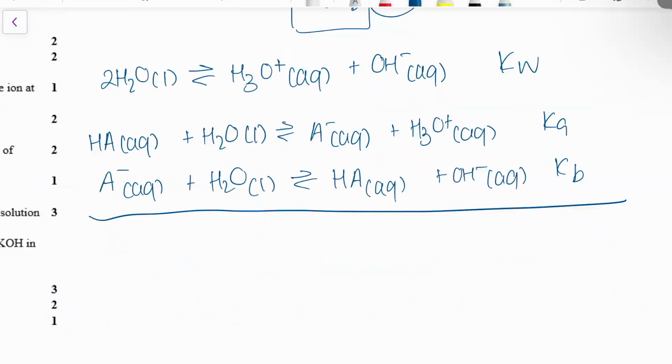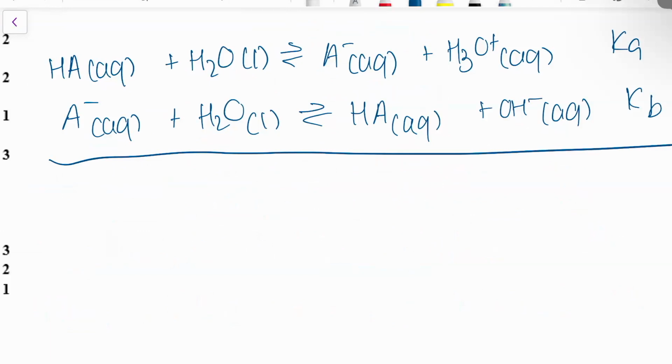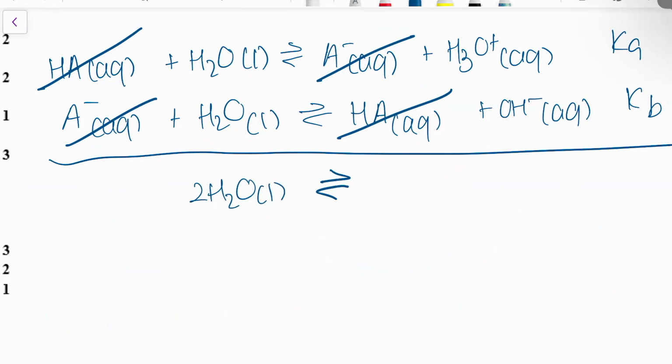Anything on opposite sides cancels out. What do you see on opposite sides? The HA and the A minus. Yes, the HA and the A minus cancel, and anything on the same side adds together. What do I have left over on the left-hand side of my arrow? 2H2O. And what do I have left over on the right? H3O plus and OH minus.